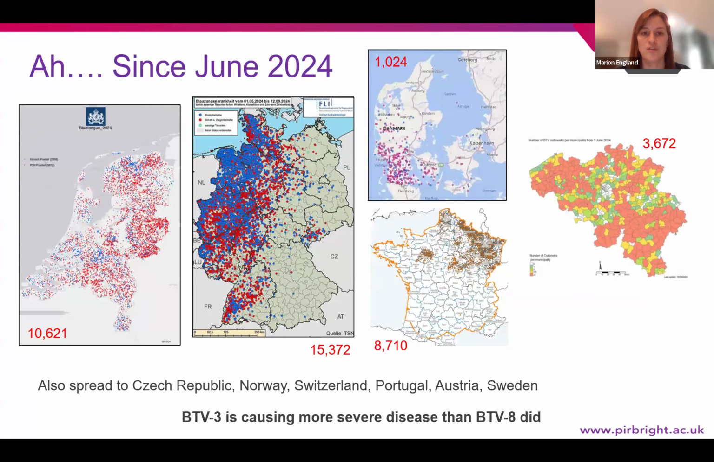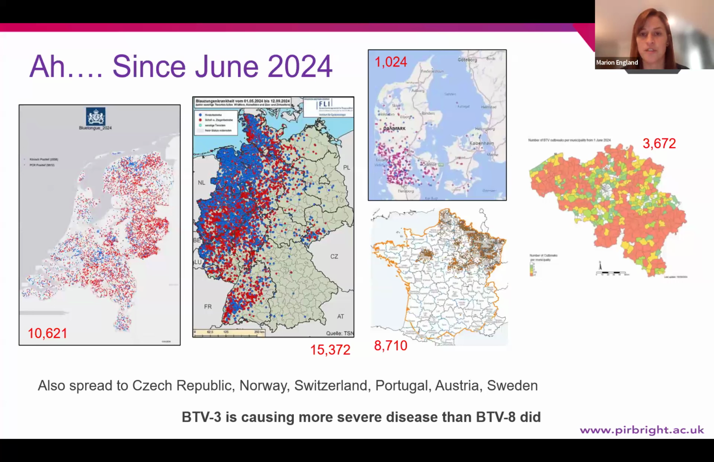However, since June 2024, this is what has happened across Europe. So despite vaccinating 90% of the sheep population, they have still had, I think I updated this a week or 2 back, 10,621 cases. So the map on the left is the Netherlands, and you can see there's huge amounts of disease everywhere. Germany, as well as kickstarting themselves with the autogenous vaccine, have had significant spread from the Netherlands across pretty much most areas in Germany. They're now up to over 15,000 cases.